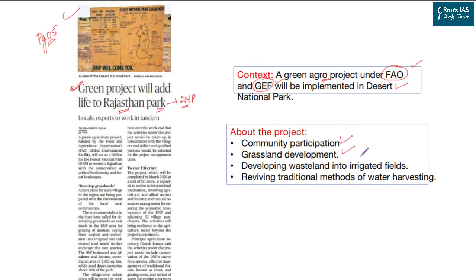It will also call for grassland development in western Rajasthan, converting the wasteland into irrigated fields. This is important under the Indira Gandhi Canal project. This will also provide employment generation to those people who as of now rely more on animal husbandry. So those people can now double their farmer income and shift from just animal husbandry to more lucrative development of crops. And it will also focus on reviving the traditional methods of water harvesting.